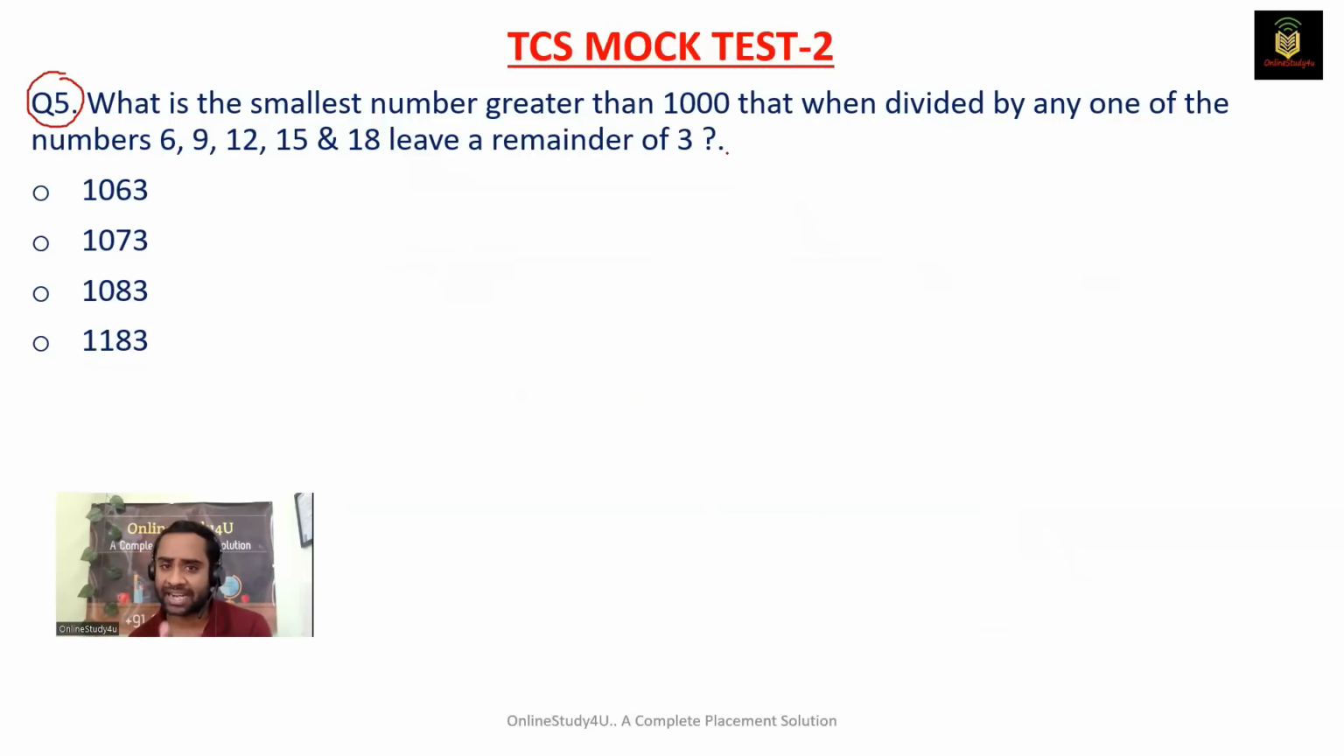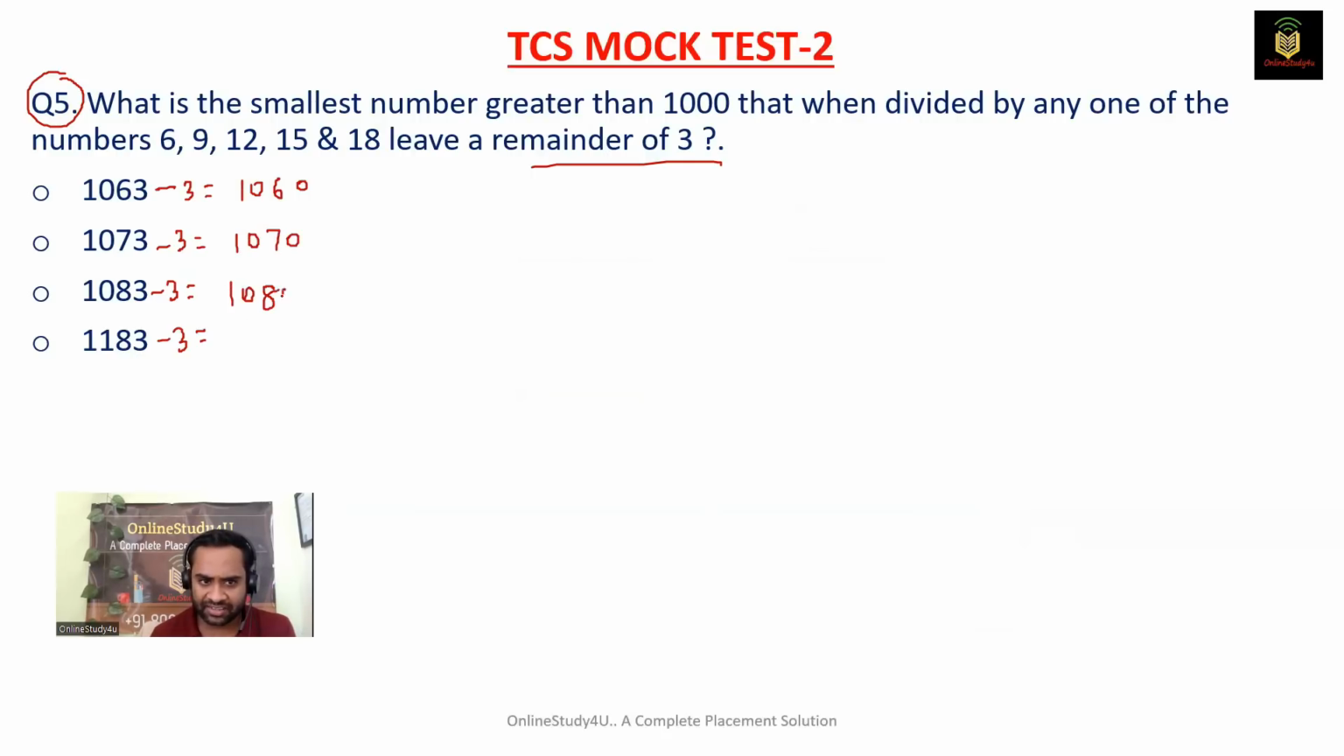What is the smallest number greater than 1000 that when divided by any one of the numbers leaves a remainder of 3? I don't want any remainder. My dear friends, if you don't want any remainder, please subtract that remainder from everything. So it will become 1060, it will become 1070.